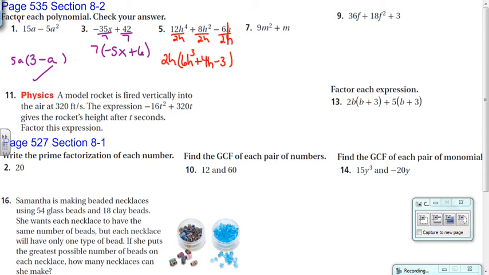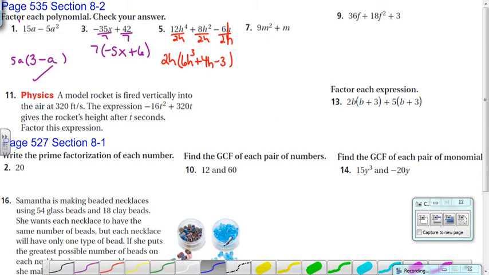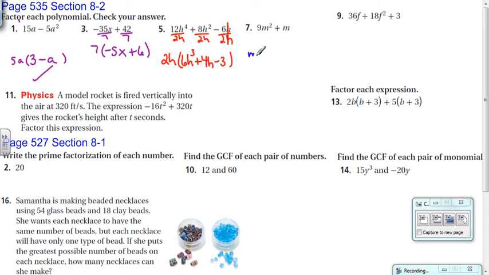Number 7, my greatest common factor between 9 and 1 is 1. Because remember, your GCF always has to be the smallest of the numbers, either equal to it or less than it. So 9 and 1, 1's the smallest, so 1's my GCF. And they have an m in common, so I can actually divide out an m. So if I divide out an m, 9 divided by 1 is 9.